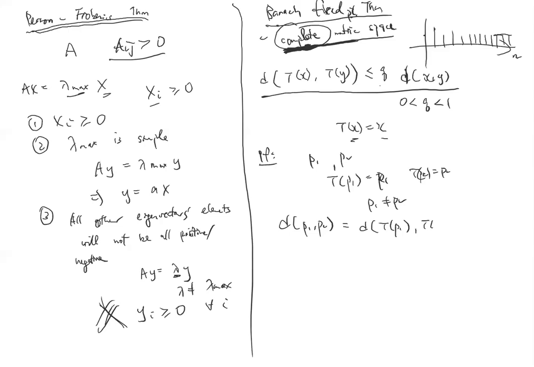But because the mapping itself is a contraction, this will be less than or equal to q d(p1, p2). Then of course this is a contradiction because q is less than one here. So this is not possible. The assumption that p1 and p2 are not the same is not valid. Therefore p1 and p2 must be the same, so this proves the uniqueness here.